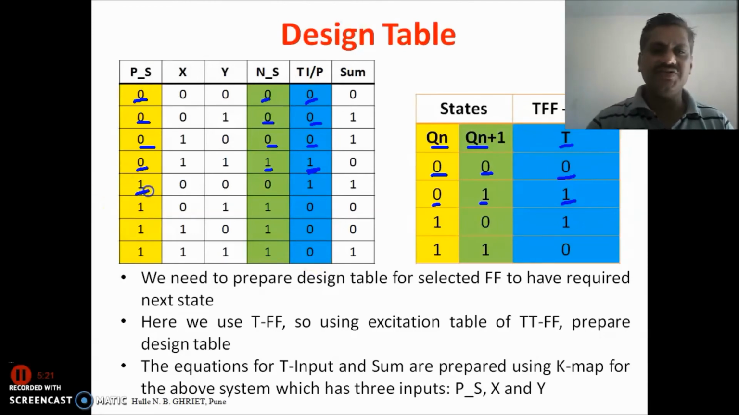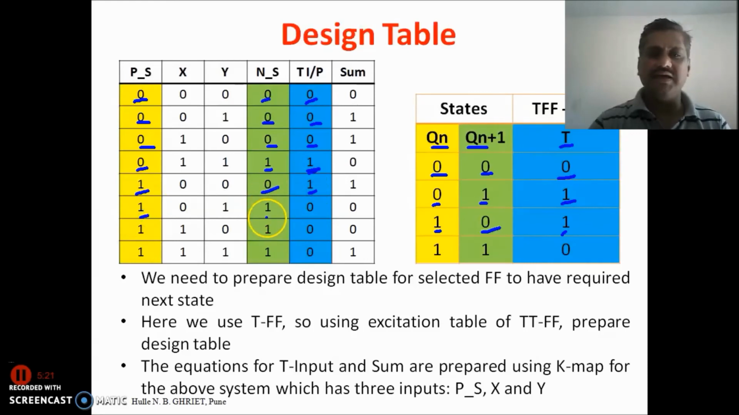Now here the present state is 1, and the next state is 0. In that case, the input applied should be 1. Now look at here, this input applied should be 1.